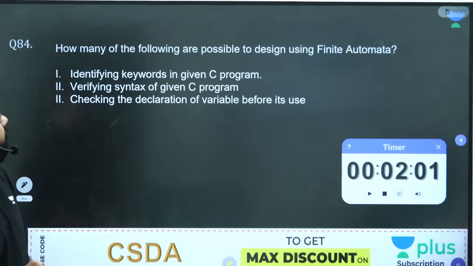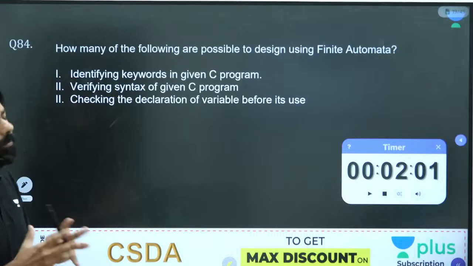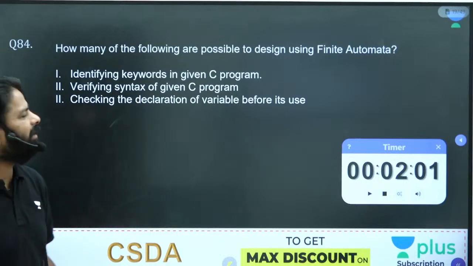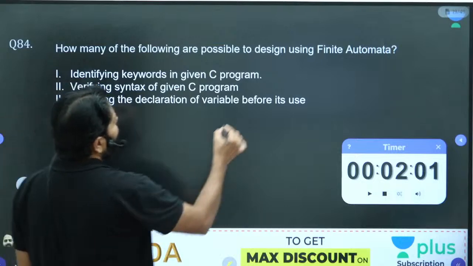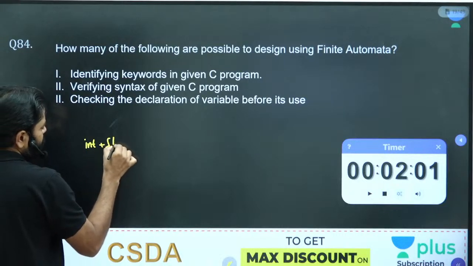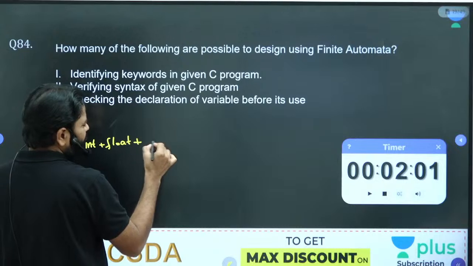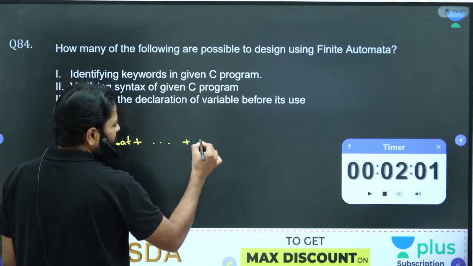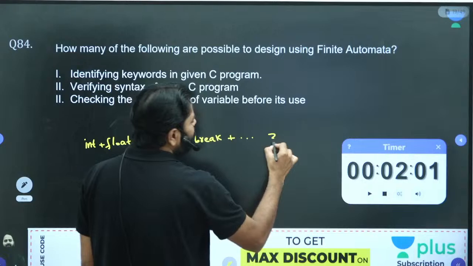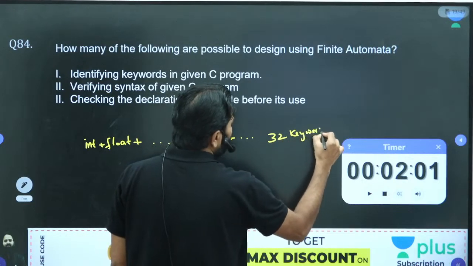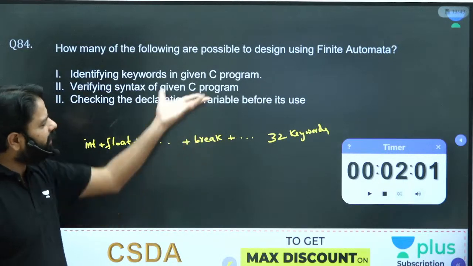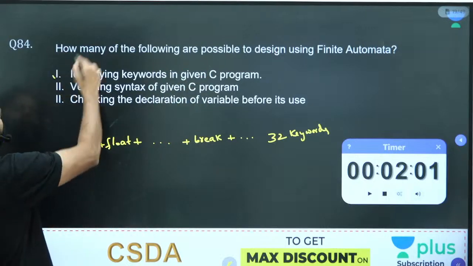How many of the following are possible to design using finite automata, to represent using finite automata? Identifying keywords in a given C program. In C programming, how many keywords are there? 32 keywords. So with 32 keywords, can I write an expression? Like int, float, something like this, plus, right? All of them you can write. Break, continue, and so on. How many are there? 32 keywords only, no? So 32 words you will write, and you can design a regular expression. For this you can design a finite automata, no issue at all. So it is possible to design.